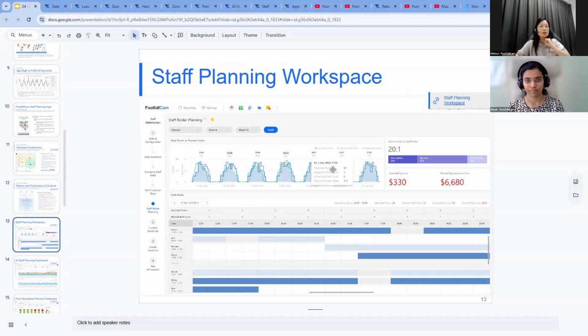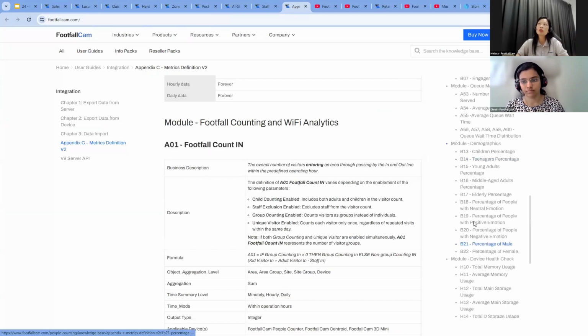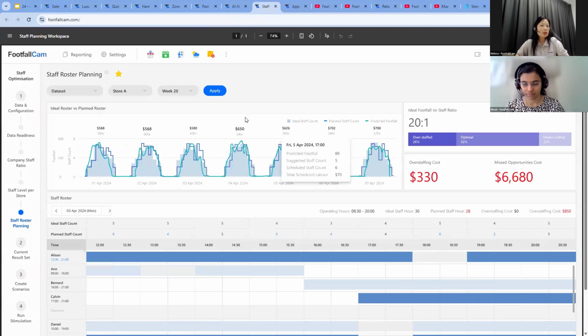So this is how it works. We'll start by importing your existing plan. If we look at it here a little bit, these are all the metrics definitions we have. We have lots of metrics. Now let's look at this.